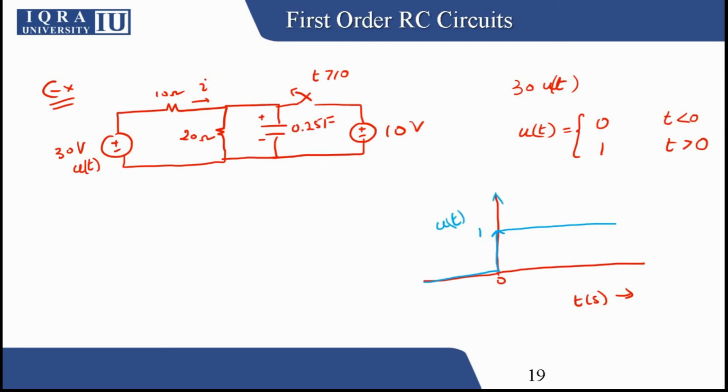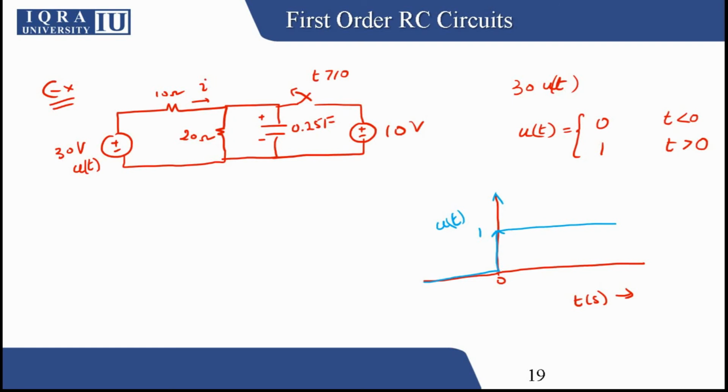So this is constant. If we multiply by 30, then after 0 seconds, or greater than 0, it becomes 30. If we multiply any number with this, it becomes that number. If we multiply 60, it becomes 60. If it is 70, it becomes 70.